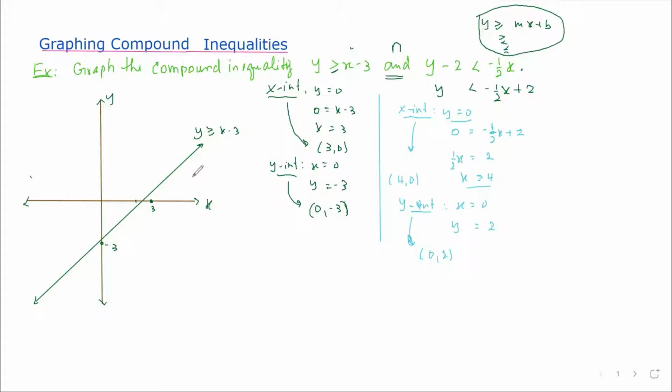Now to plot the other inequality, we have the x intercept x 4, y 0, around here. This is 4. And then x 0, y 2, so go up 1, 2, maybe around here. This is 2. So with x 4, y 0 and x 0, y 2, we draw the line.